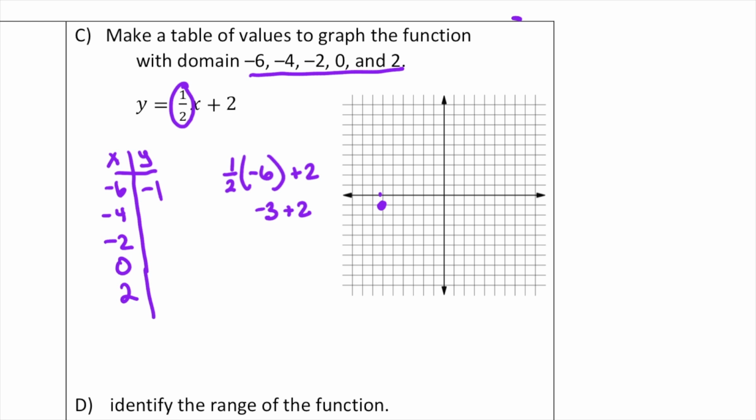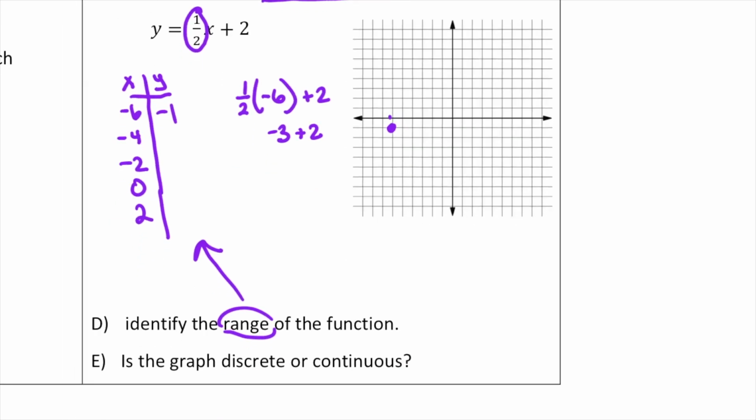your graph. The range are the y values that you're going to list. And is the graph discrete or continuous? If you only have 5 points, it is discrete.